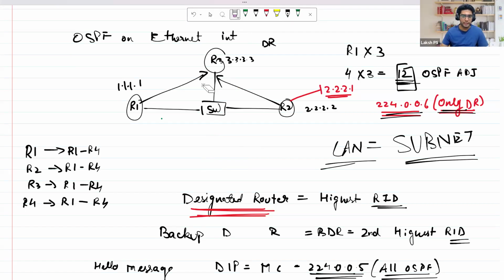Now any update that happens in the network, let's say R1 now gets a new link, for example X. Now R1 will send that update to R3. R3 will forward that update to R2.